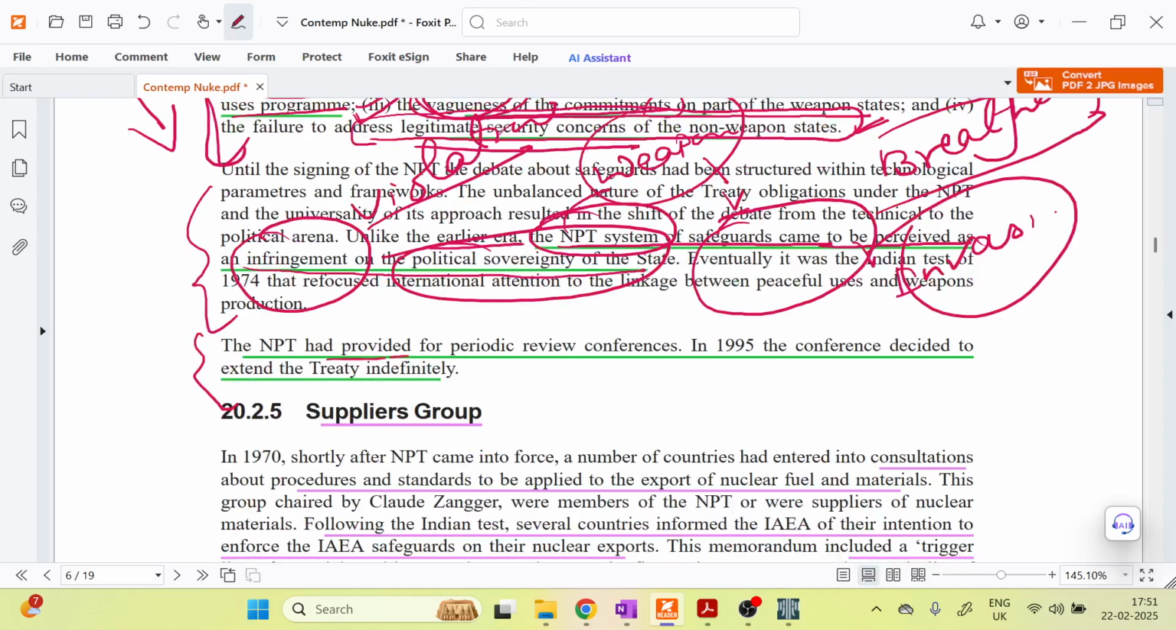The NPT had provided for periodic review conferences, and in 1995 the conference decided to extend the treaty indefinitely.